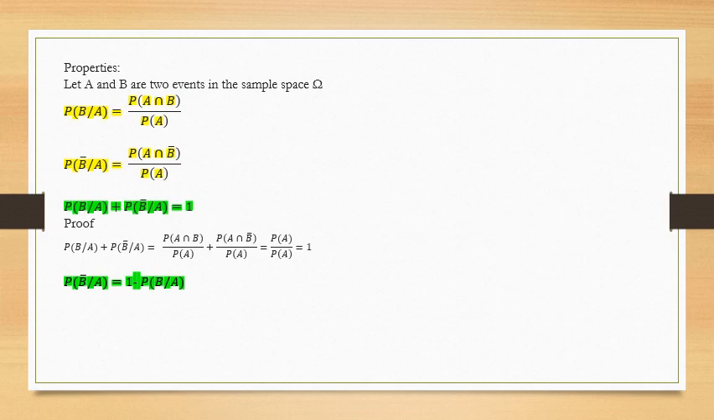Also, we can calculate probability of B bar knowing that A: it's 1 minus probability of B knowing that A. So the last property is derived from the third property, where we can take one unknown to the other side of the equation.